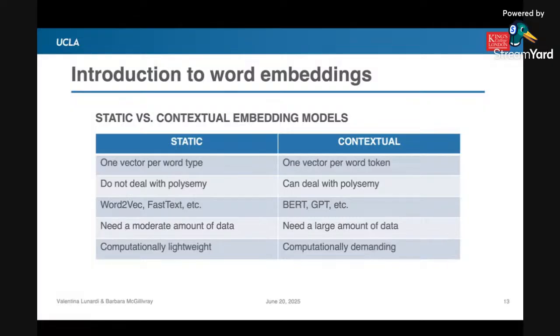The next row is just some names of famous models. For the static ones, word2vec, fasttext, glove, you might have heard of these, and for contextual models, BERT, GPT, which are essentially large language models. Now, some more differences. The static embeddings need a large but not too large amount of data, and the contextual models need a really large amount of data, which translates into the static embeddings being quite easy to run on your laptop. They're computationally lightweight, but the contextual models are really quite demanding, and you might need access to supercomputers and all that.